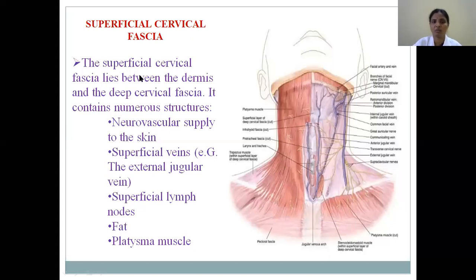So this superficial fascia lies between the dermis and the deep cervical fascia. It contains numerous structures. Here you identify these nerves piercing the platysma muscle, and whatever cutaneous nerves and blood vessels there are, they should pierce this platysma to supply the skin. So this is a subcutaneous muscle present in the superficial fascia.